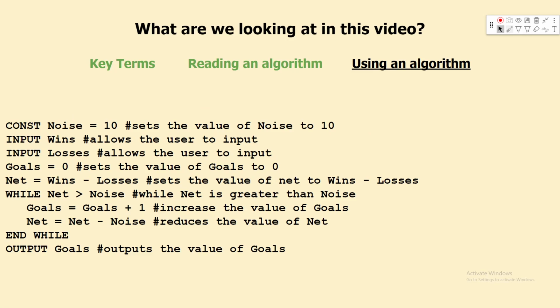And again, we've got the same example here as well. We can input wins and losses. We've got the net here. So if the net was wins plus losses, it's going to dramatically change what happens. So with this line of code here, it's very important. Net equals net minus noise. So it reduces the value of the net.